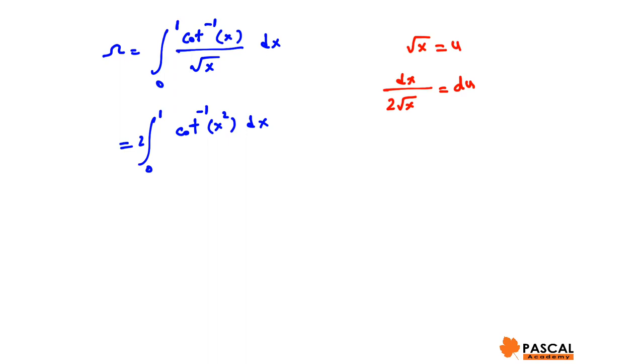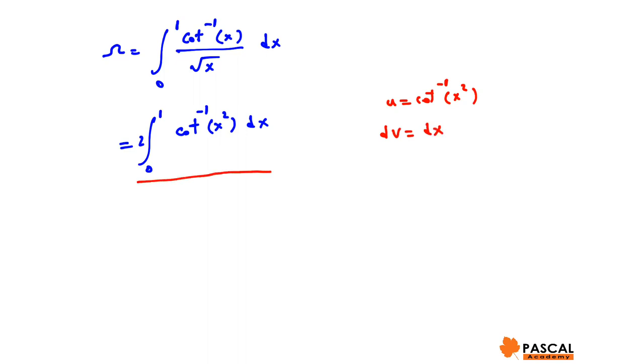Now, we assume u is cotangent inverse of x squared and dv is dx, and we apply integration by parts to this integral. The integral can be written as 2 times uv, x cotangent inverse of x squared from 0 to 1, minus the integral of v du.